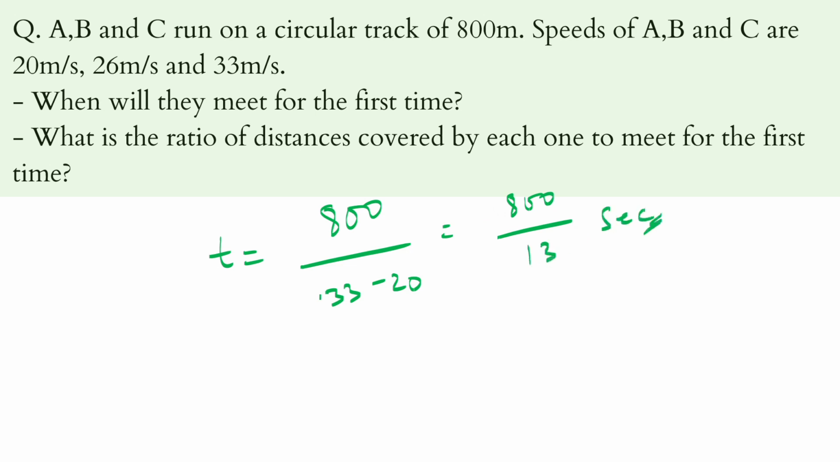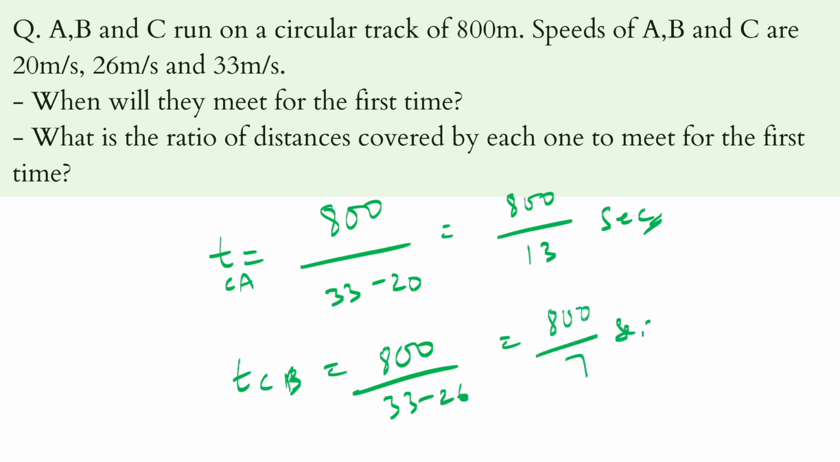This is the time taken by C to meet A. Now in the second case, we must calculate the time taken by C to meet B for the first time. Distance is 800 by relative speed, that is 33 minus 26, which is equal to 800 by 7 seconds. So the time taken by C to meet B for the first time is 800 by 7 seconds.